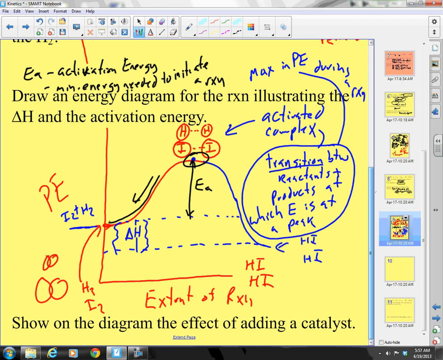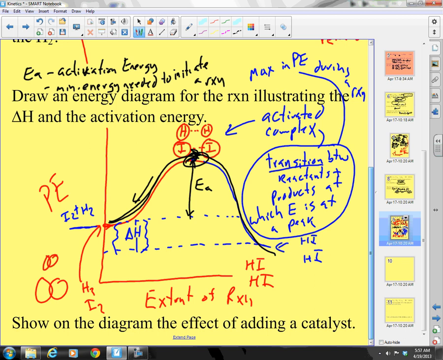That's true about the reaction as well. If I don't have enough energy given to my I2 and H2 to reach this point, the reaction will not occur. Now, once I reach this point, what happens? My I2 and H2 start reforming bonds and I get more energy and my reaction can occur. Woo! So that is an energy diagram.